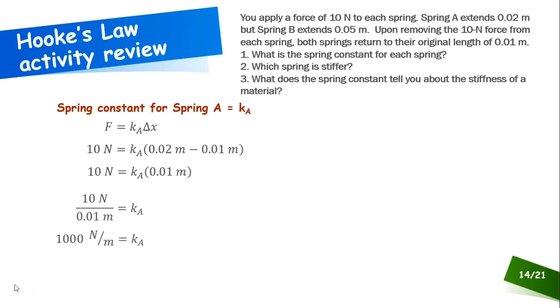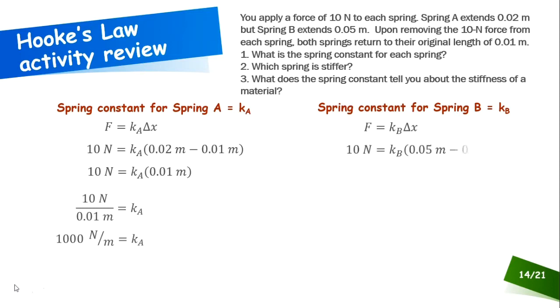Okay, let's see how well you did with the spring constant for spring B. So we're going to use a subscript B for our spring constant. We start off with Hooke's law, F equals K times delta x, and our spring constant is Kb. We've got the same 10 Newton force, but now notice how spring B extended out to 0.05 meters, and its original length, 0.01, so we subtract that there. And that gives us 0.04 meters, or 4 centimeters. Divide both sides by that, and then 10 divided by the 0.04 gives us 250 newtons per meter.